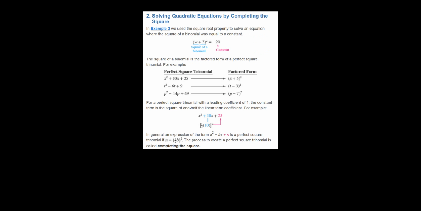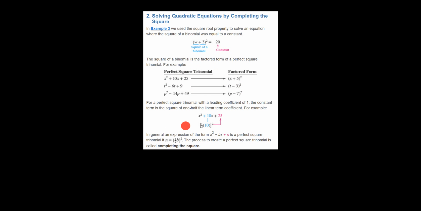Solving quadratic equations by completing the square. In example 3, we used the square root property to solve an equation where the square of a binomial, the binomial having two terms, was equal to some constant. The square of a binomial is the factored form of a perfect square trinomial. We know that, right? So (w + 3) squared is going to be w squared plus 6w plus 9 because it is a perfect square trinomial. Similarly, (x + 5) squared is x squared plus 10x plus 25, and so on.